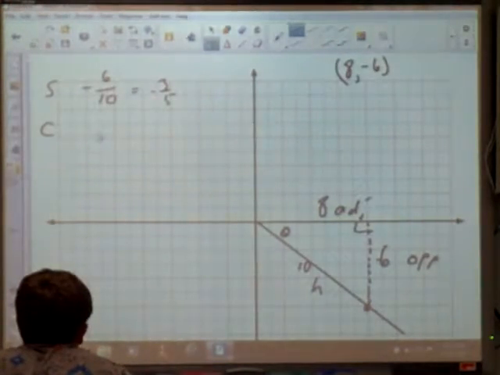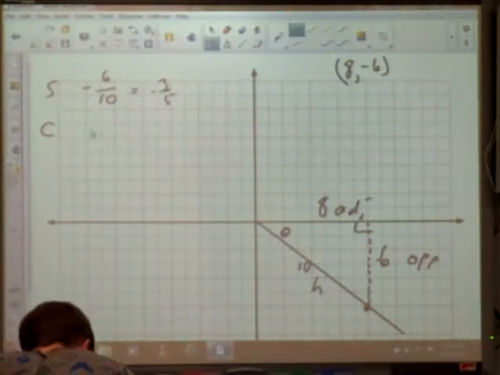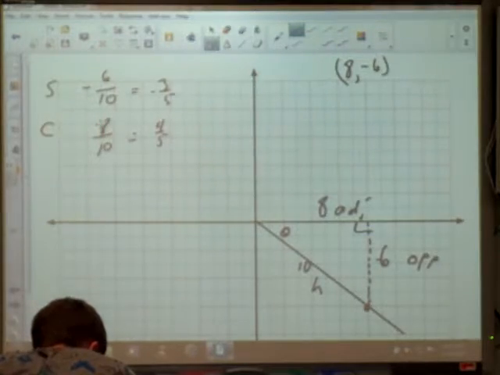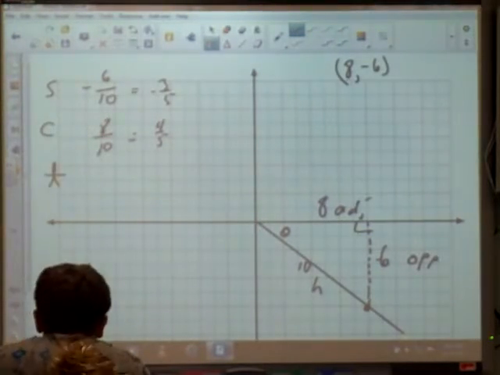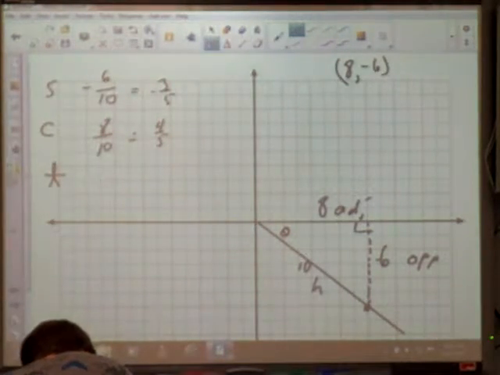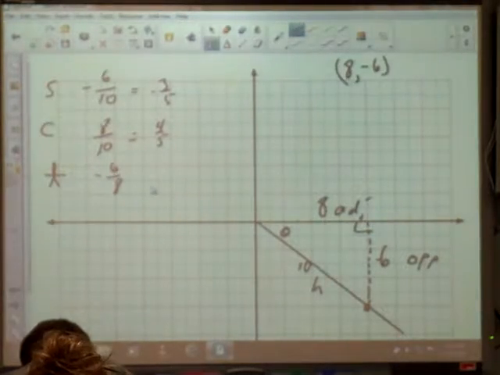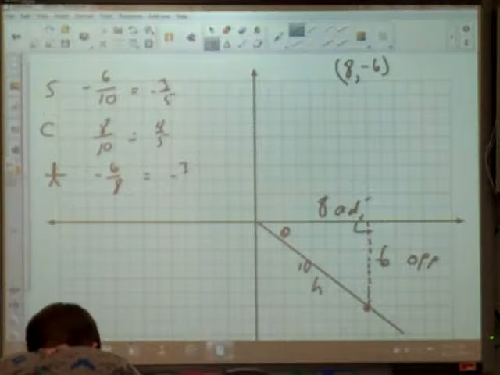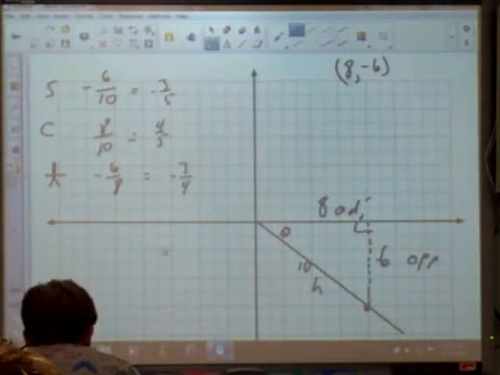Cosine, adjacent over hypotenuse, which is 4/5. Tangent, opposite over adjacent, which is -3/4.